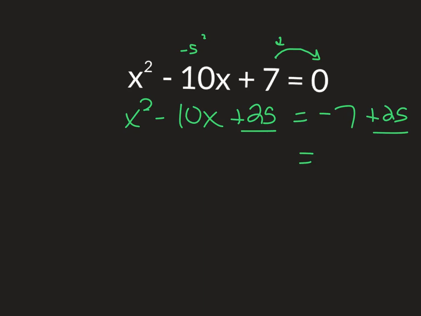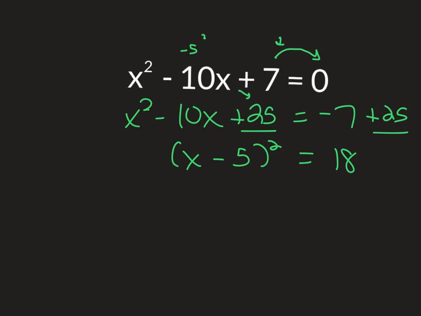Okay, so on the right-hand side, if you just add those up, I just about added that wrong, you would get 18. On the left-hand side, what that's done for us is now I can factor. There are factors of 25 that have to add to 10, and they're 5 and 5. So instead of writing x minus 5 times x minus 5, I'm going to put x minus 5 squared. It's the same thing. Okay, so that's why it's called completing the square. Okay, you got a square in there.